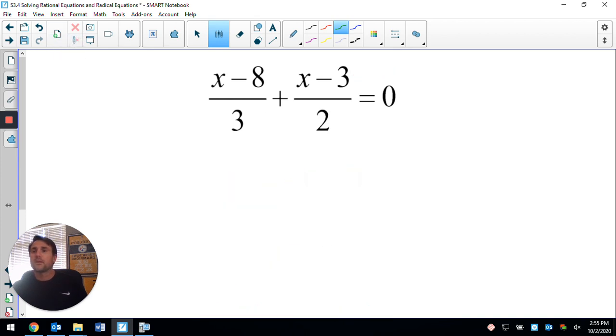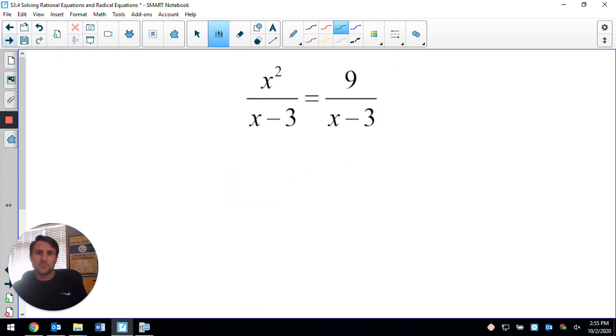Okay? All right, let's try another example. And this one's a very unique case. Look at the denominator for each side. They're exactly the same, all right?